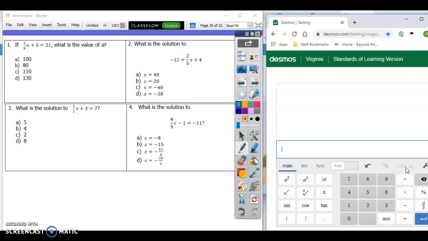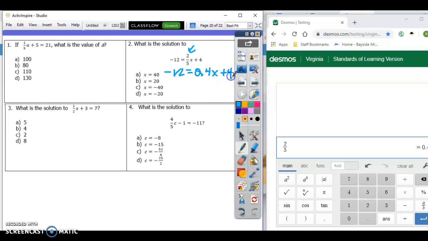All right, so number 2. So you read the problem. It says negative 12 equals 2/5 x plus 4. So I want to change this fraction into a decimal. So I type in 2 divided by 5. If I do not know what that is, or just to check, 0.4. So now I have negative 12 equals 0.4x plus 4. So we separate the sides of our equation, box in the variable and whatever's attached to it. And now we're just going to do the opposite.